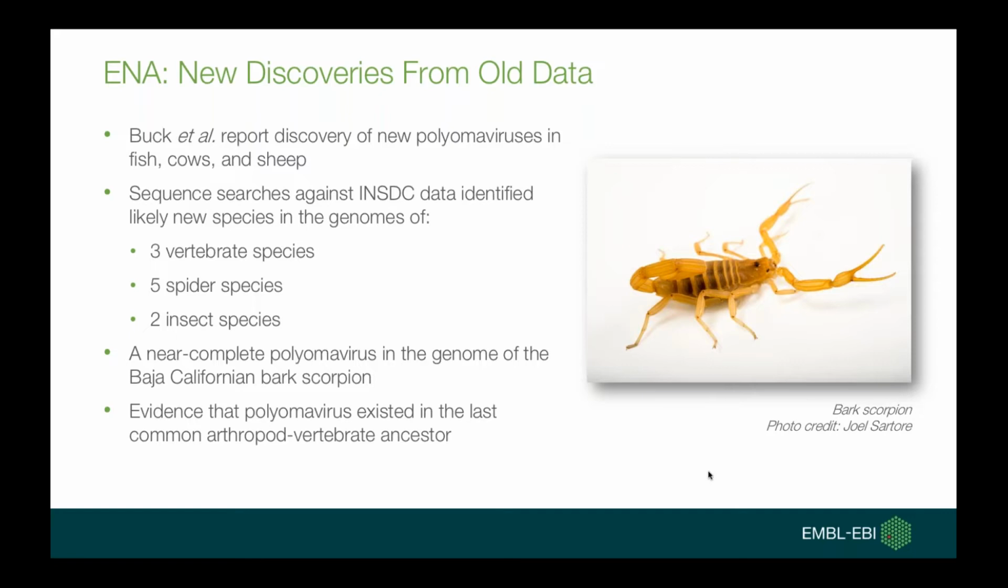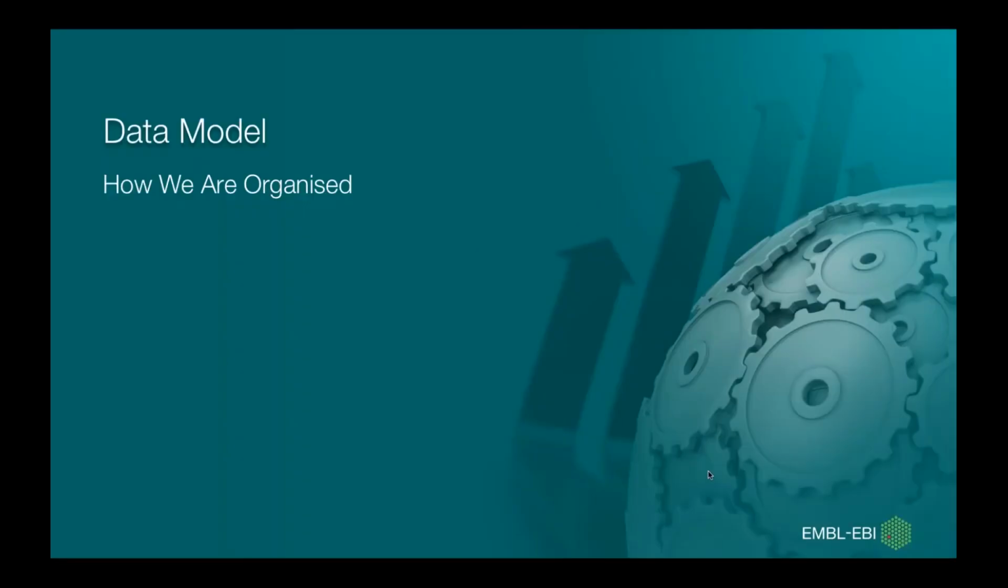Whoever sequenced this bark scorpion probably wasn't thinking about polyomaviruses. They might never have heard of polyomaviruses, but because they made their data available in a public archive, it was possible for this other group to come along and pull this completely original observation out of it. And so now we have this evidence that the polyomavirus must have existed in the last common arthropod-vertebrate ancestor. So now let's move on to talk about the data model.